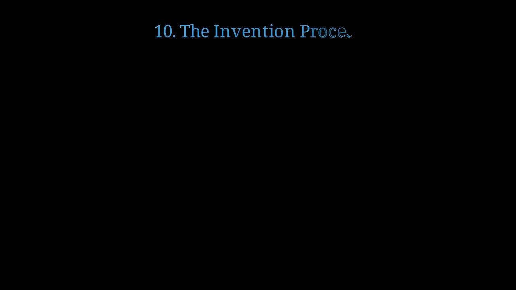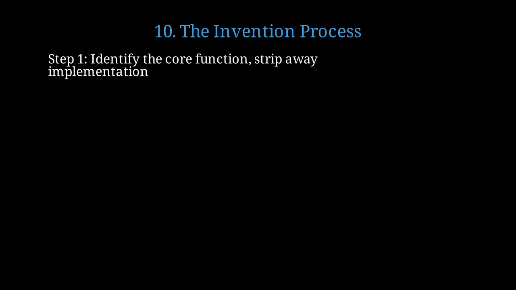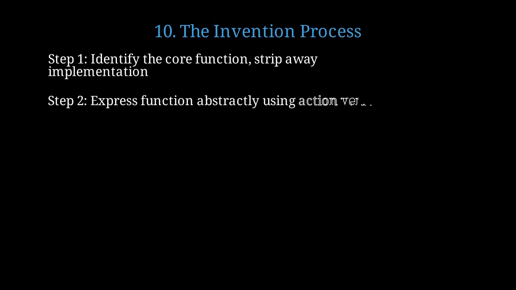Let us now formalize the complete invention process using function decomposition. Step 1. Identify the core function you need, stripping away all assumptions about how it is currently implemented. Step 2. Express the function abstractly using action verbs like transport, convert, separate, store, or sense.